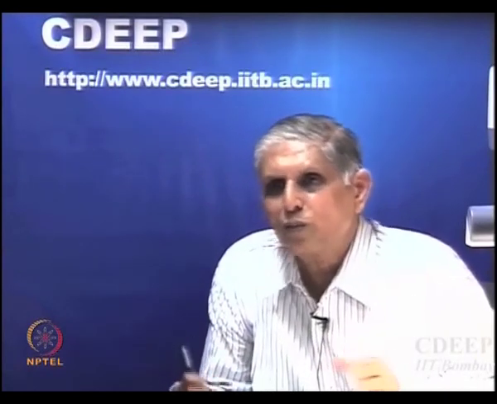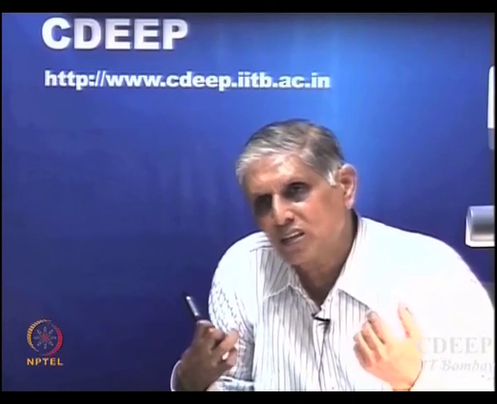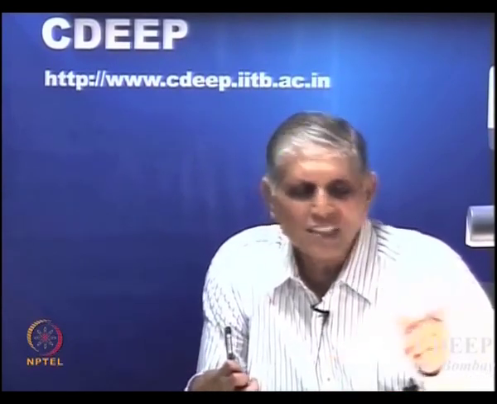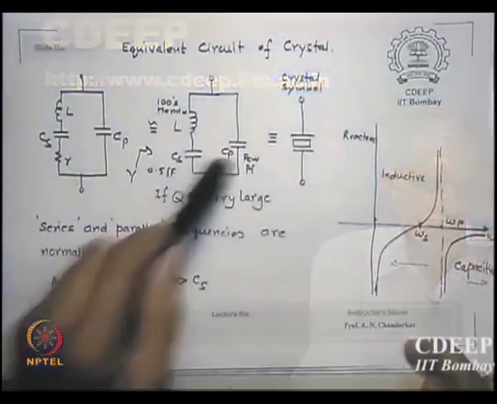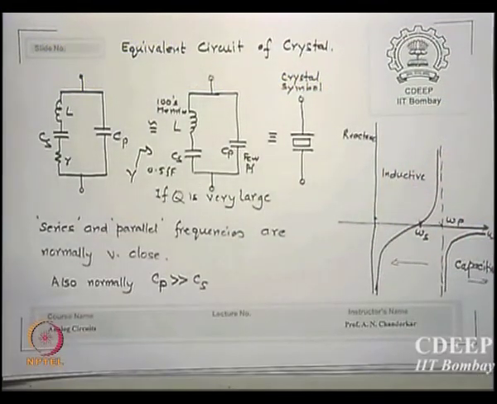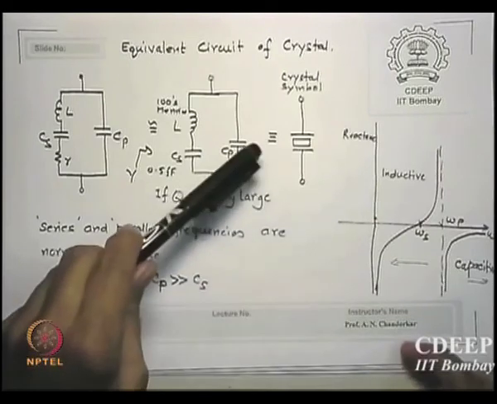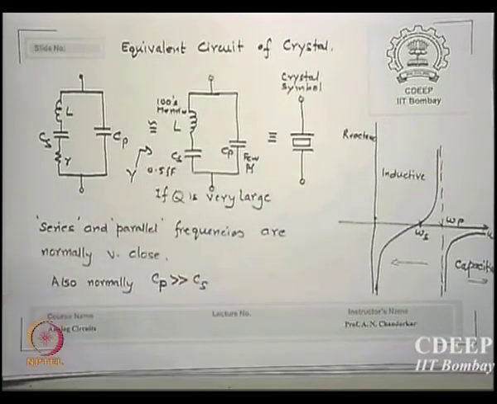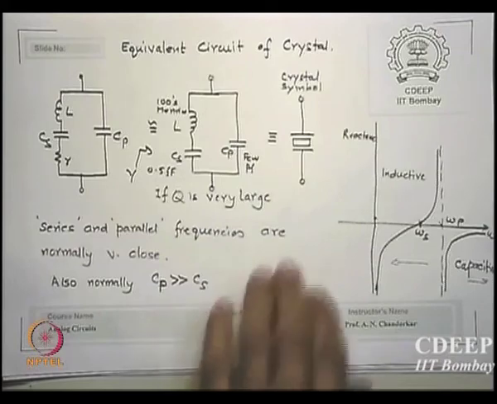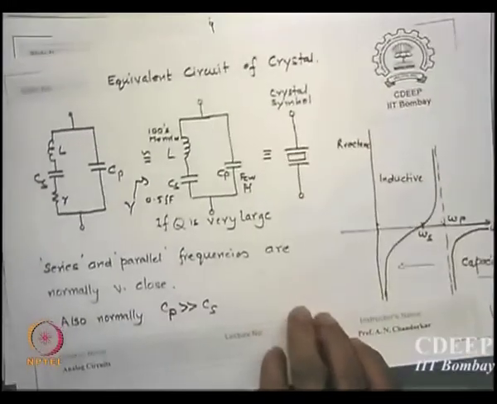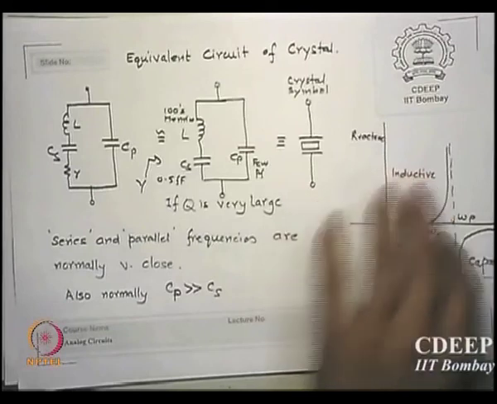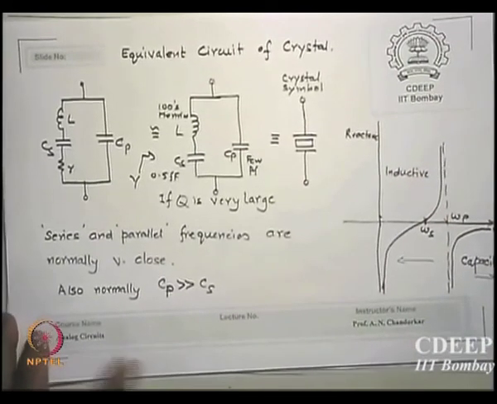Parallel करेंगे तो भी 1/√LC जो आ रहा है वो भी parallel combination पर है, उसको parallel resonant कहते हैं. The reason why it is different will be obvious when I show you that. Now, as I say, Cp is very large compared to Cs. What does that essentially mean? It means omega S and omega P are very close to each other.